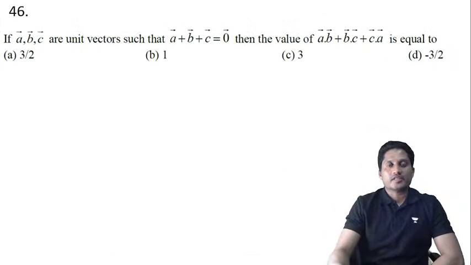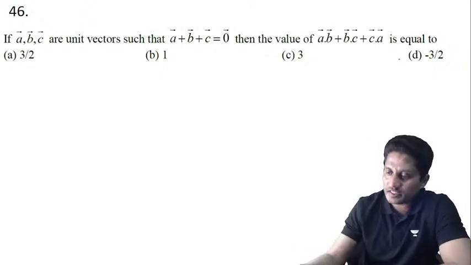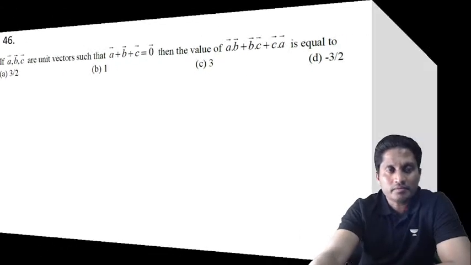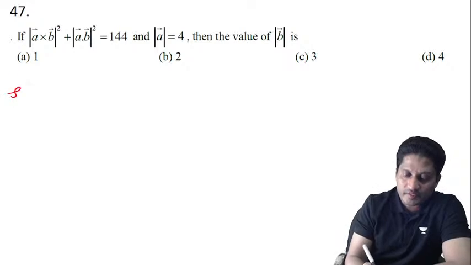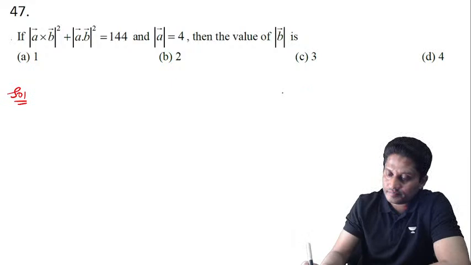Problem number 46. If ABC are unit vectors, it is repeated, guys. Just now we did. Answer minus 3 by 2. Question number 47. Again, we'll use Lagrange's identity. Dot the whole square.